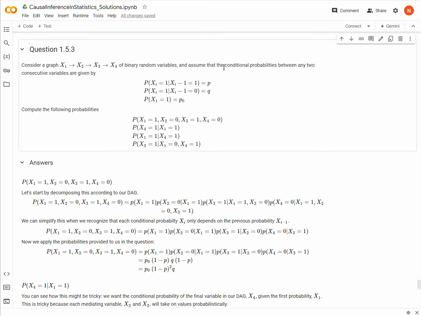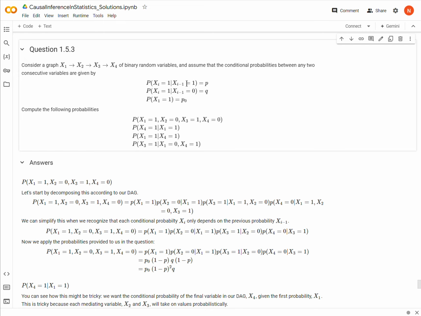Those dependencies, we're supposed to assume, are described by these conditional probabilities, such that the probability that x_i, so call it x3, equals 1 given the previous variable x2, so x subscript i minus 1, equals p. And the probability that one of the x variables equals 1 given that the previous one equals 0 is q. And of course, x1 doesn't have any predecessors, and so its probability of being 1 is called p naught.